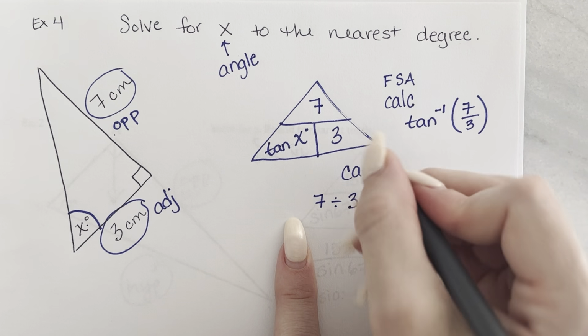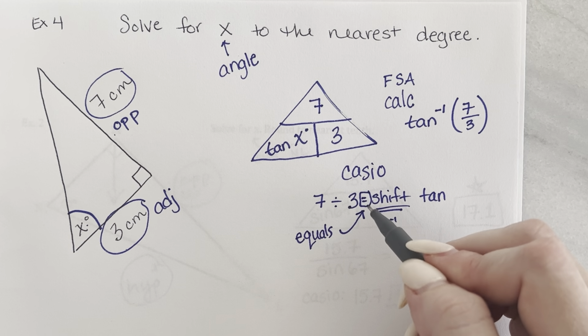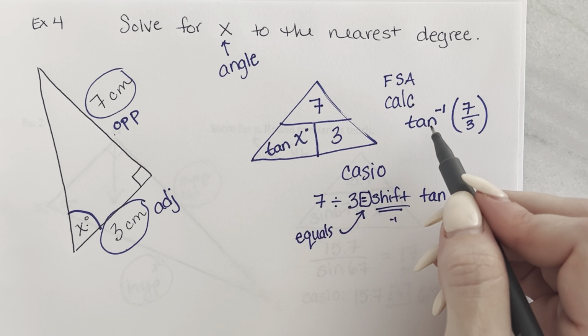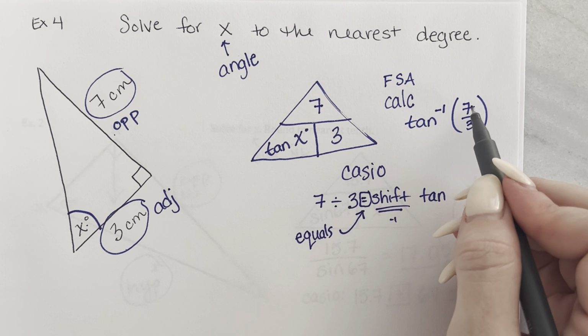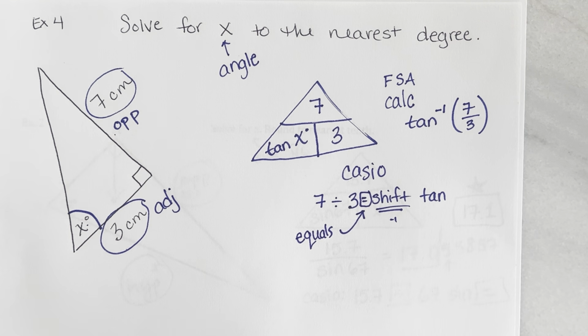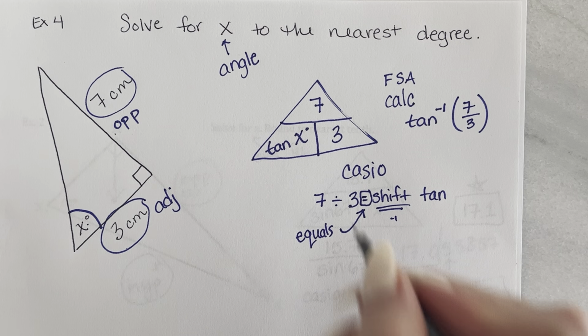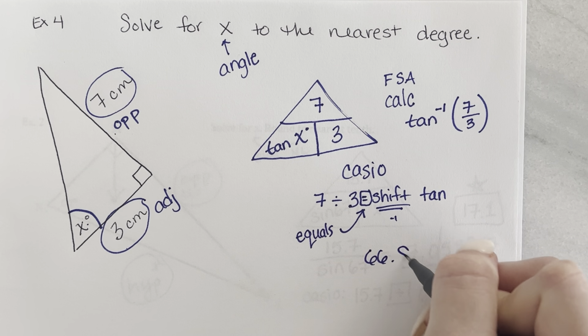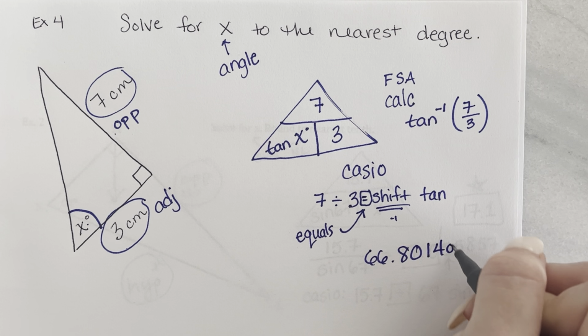I prefer to use the FSA calculator. I just think it's easier because you don't have to remember anywhere that you put the equal sign. So we're just going to do tangent -1, and then you put 7/3 in parentheses. And that'll give you the answer, which is 66.801404949.